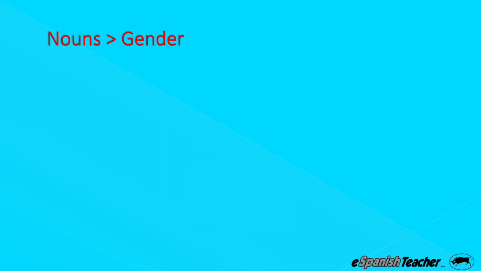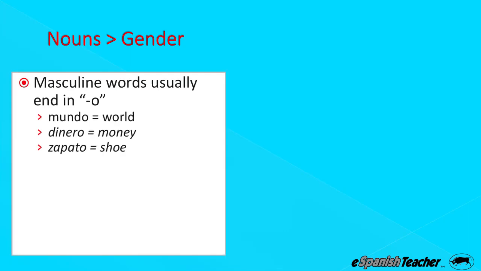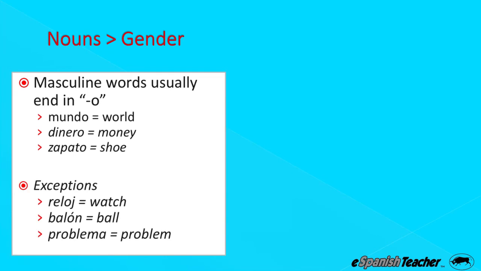All right, let's talk a little bit about gender. Okay, so masculine words usually end in O. This is how you know a word's gender. If it ends in O, generally speaking, this is how you would know. So some examples are mundo, which means world, dinero, which means money, and zapato, shoe. Some exceptions to this are reloj, balón, and problema.